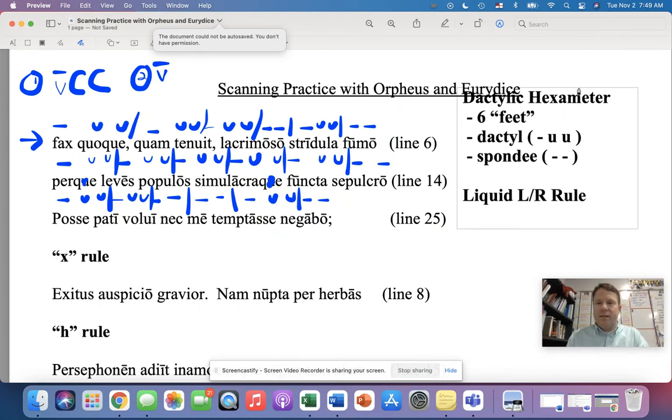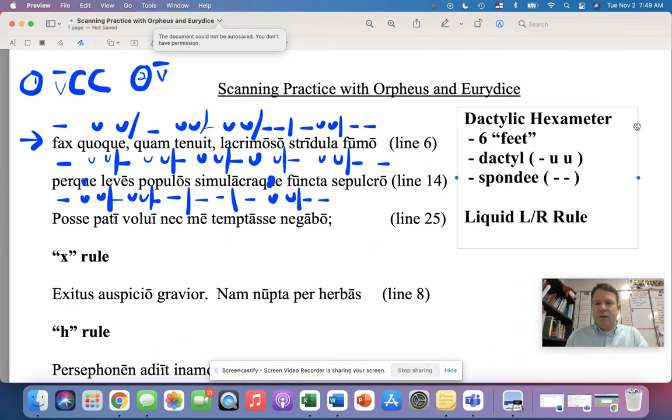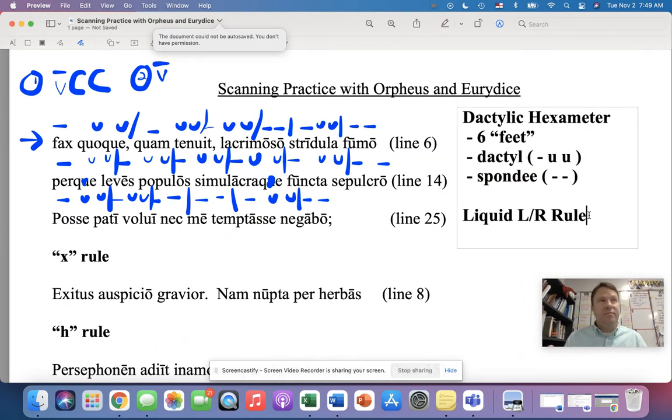Okay? And what's happening here is L's and R's really technically are not full consonants. There's a term for these. They're actually called glides. So they're not consonants in the way that B, D, K, G are. They're L. They're R. They're called glides, okay? And when we're talking about the quantity of the syllable in front of a consonant cluster, two consonants or more that involve an L or an R, we actually have our choice. That vowel could be long or short depending on what we need. So we have some flexibility there.